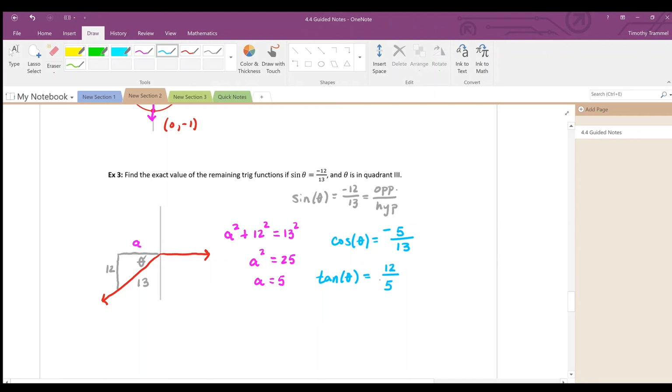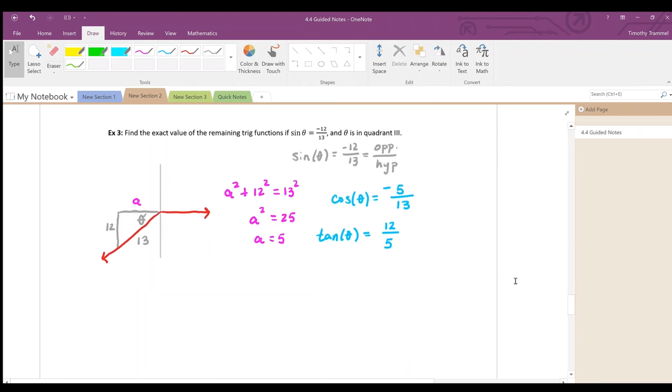And then the remaining 3 are just reciprocals of all of these. So for instance, cosecant, that should be easy. Cosecant of theta is equal to the reciprocal of sine of theta, so minus 13/12. And then secant of theta should be the reciprocal of cosine theta, so minus 13/5. And lastly, cotangent of theta should be the reciprocal of tangent of theta, which is 5/12.